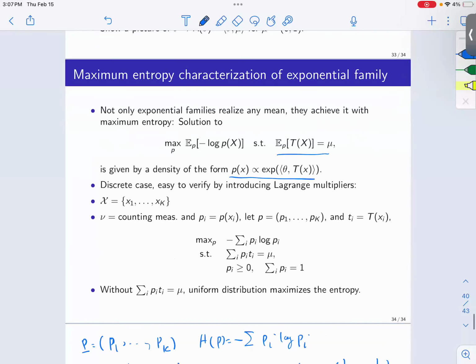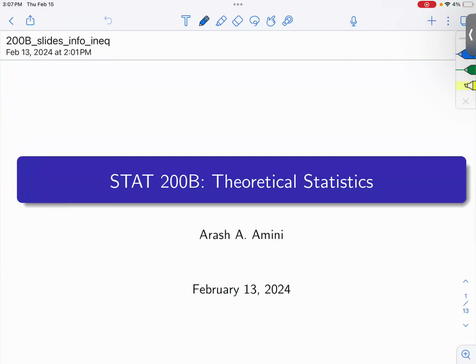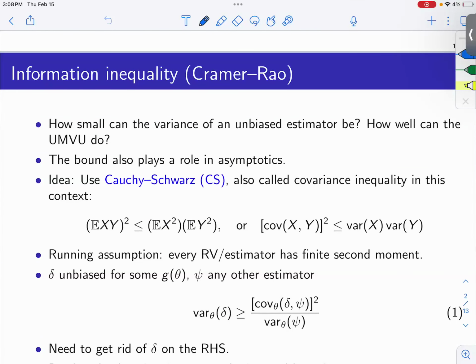Okay, so that's the last thing that I want to talk about. Any questions? Okay. I think we talked enough about exponential families. Now let's move on to the next topic, which is the Cramer-Rao lower bound, or information inequality. Let me ask you guys, how many of you have heard about this? Cramer-Rao, probably heard about it. Okay. Yes, if you have taken, let's say, an undergrad course, maybe.